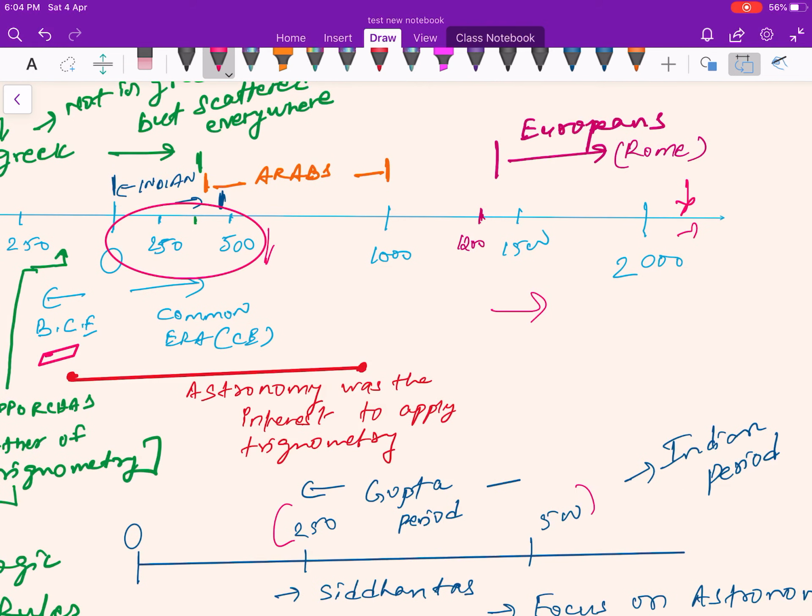And after the Indians, if you see the Arabic or Islamic world, where I combined both the Arabs and the Persians, which is the Iraq and Iran area of the map that I showed you, they were also getting active in this zone.